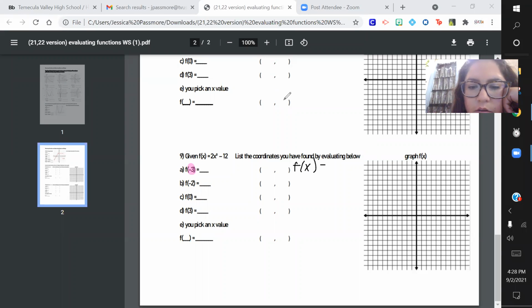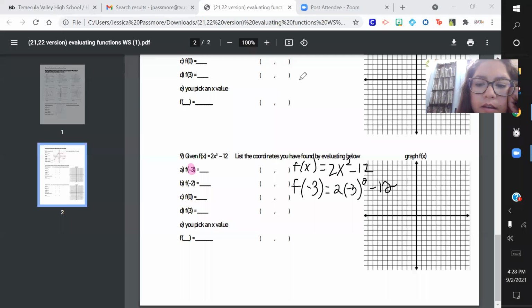f of x is equal to 2x squared minus 12. And we want to find out when x is -3, we have f of -3. So everywhere there was an x, we're going to put -3 and find out what we get. Now remember, PEMDAS says parentheses. Parentheses are good. It's just -3. And then exponents. So we need to do -3 times -3, and that's going to give us a 9.